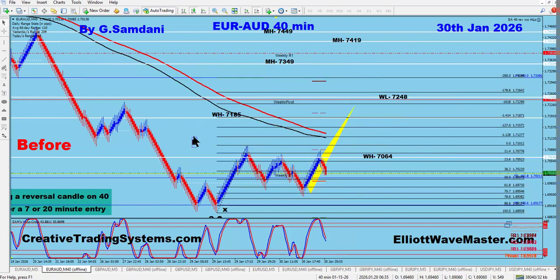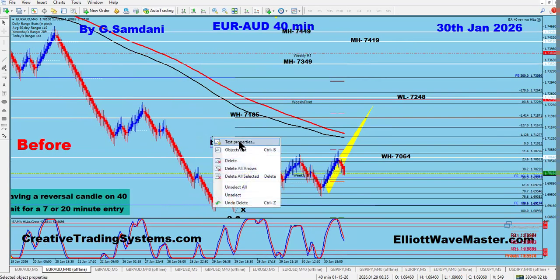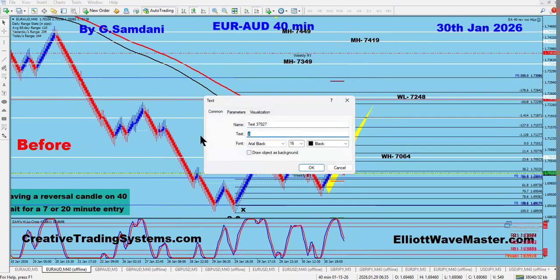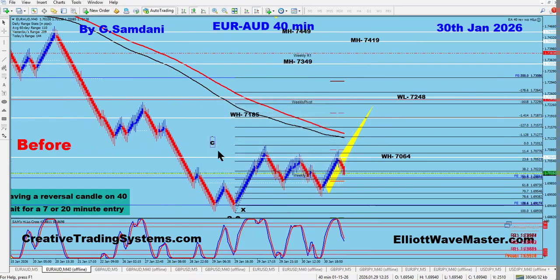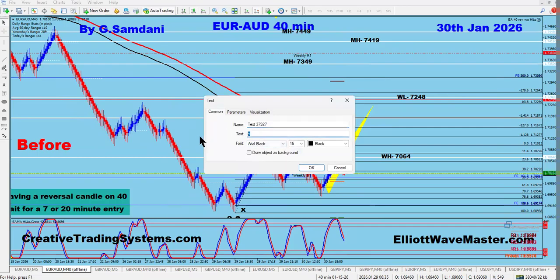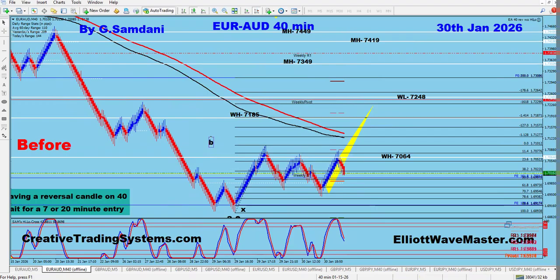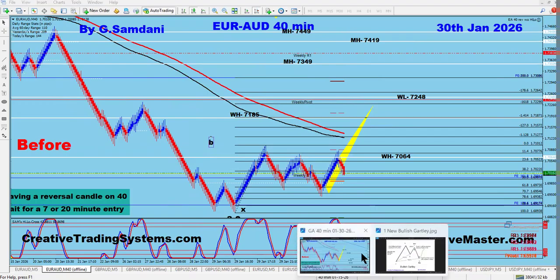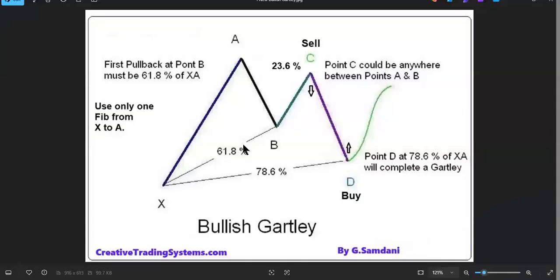B point should be at the C. What the heck is that? No, I mean X, A, B, C, D. Which fib level should it be? 38. Okay, you sure? That's the reversal. 61. Sorry, 23. After this 61, where does the price go? Up. Okay, and what level? 23. So it will be 78.